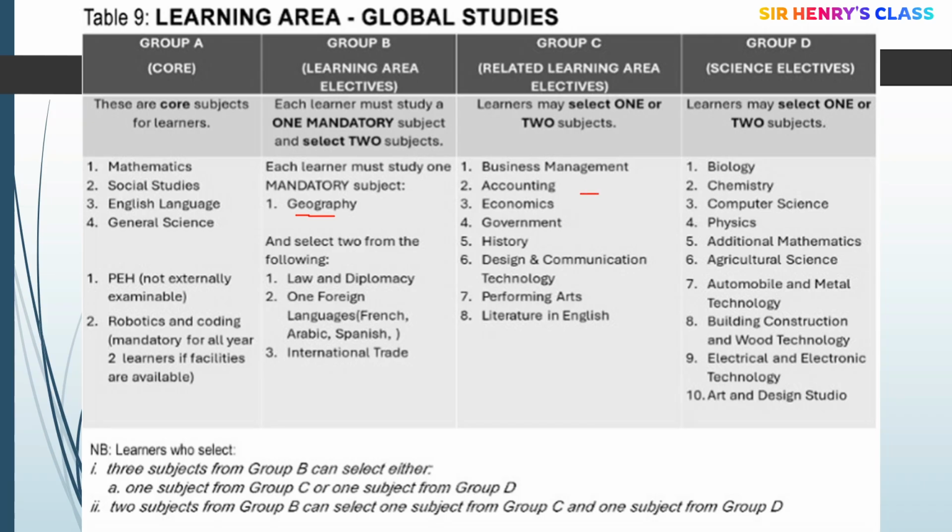But if you are doing 2 subjects from B, then you can select 1 from group C and 1 from D. So let's say 2, that's a geography as against maybe your law and diplomacy. Then you can do just 1, maybe 1 economics and then 1 physics. That is all. What of the STEM people? Let's look at the STEM learning areas.